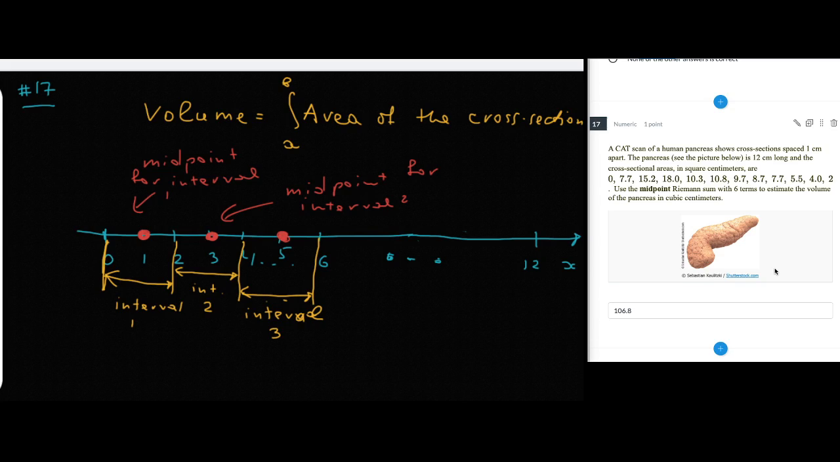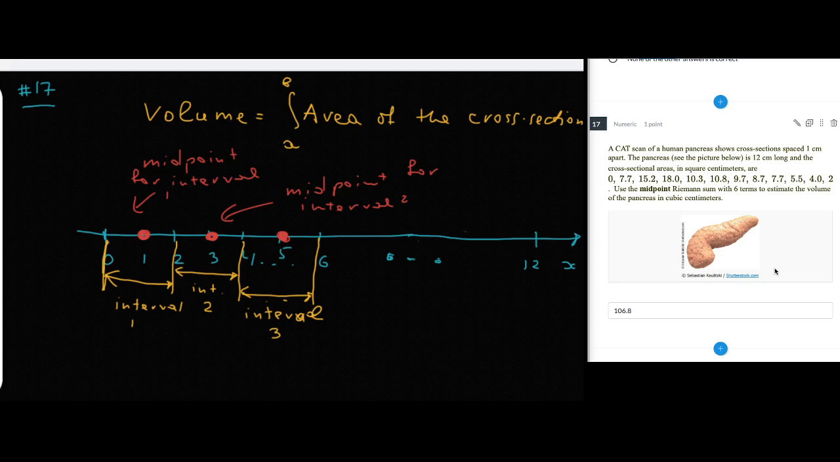And so, for instance, our first subinterval will run from x equals 0 to x equals 2. Here in the picture, I've indicated those subintervals in yellow. The first subinterval goes from 0 to 2, second from 2 to 4, third from 4 to 6, etc. And that's going to give us 6 intervals, each of length 2.